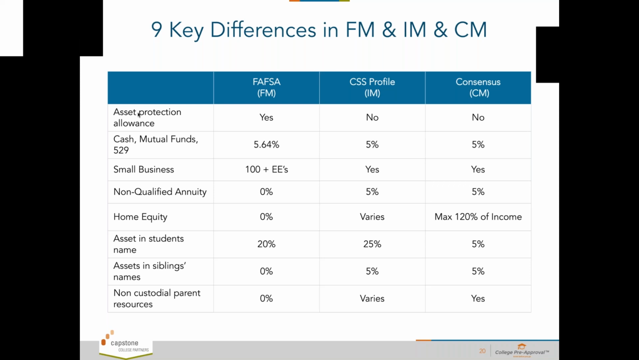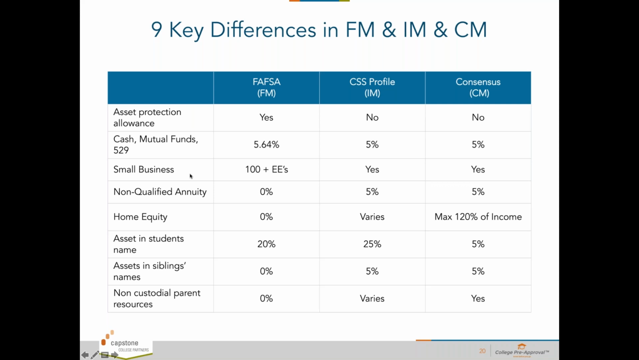It's actually 2.4 to 5.64, but 5.64 is the highest level. I don't have time to get into where the 5.64 comes from in this workshop or webinar that we're doing, but the profile and consensus just say it's an even 5% is what they're going to look at. And that's in the parent's name.